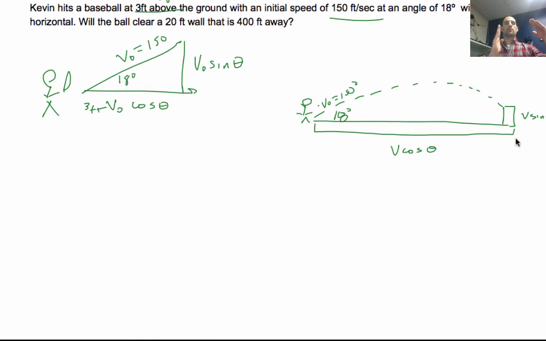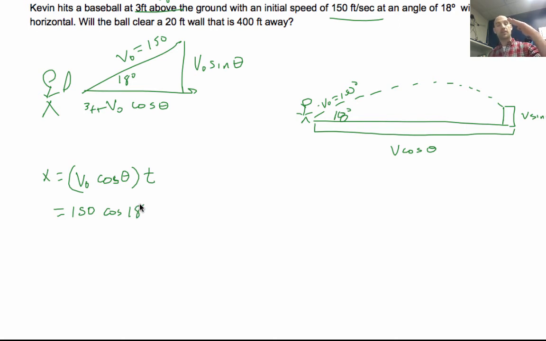Okay, so the wall is 400 feet away. When it gets to 400 feet, how many seconds has it flown? How long does it take to get there? If it takes 4 seconds to get there, at 4 seconds, what is its height? And so I actually have to define 2 equations here. X is equal to v sub 0 times the cosine of theta times the amount of time that it flies, right? So my horizontal position is 150 cosine 18 times t. That's defining it.